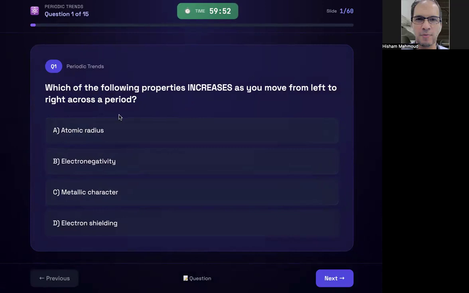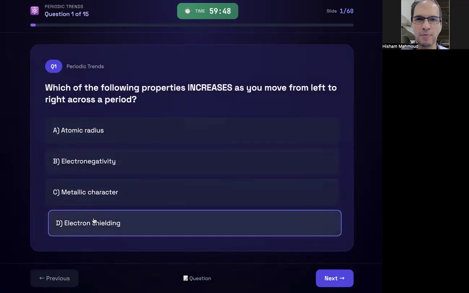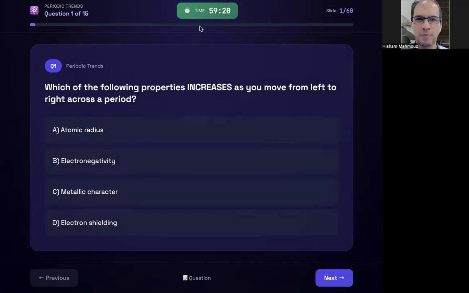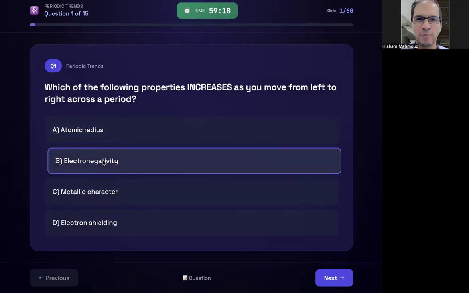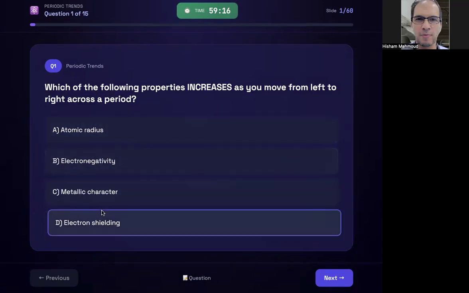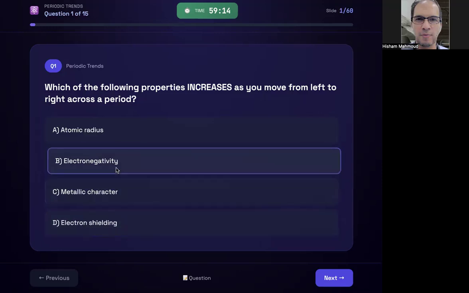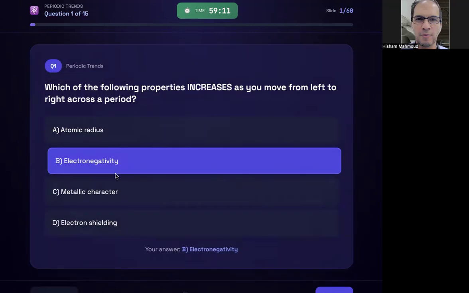a period? Is it atomic radius, electronegativity, metallic character, or electron shielding? The options were atomic radius, electronegativity, metallic character, and electron shielding. The correct answer is electronegativity. What is the explanation behind that?